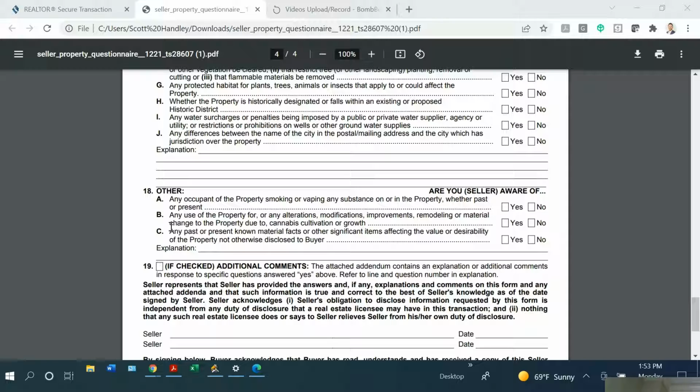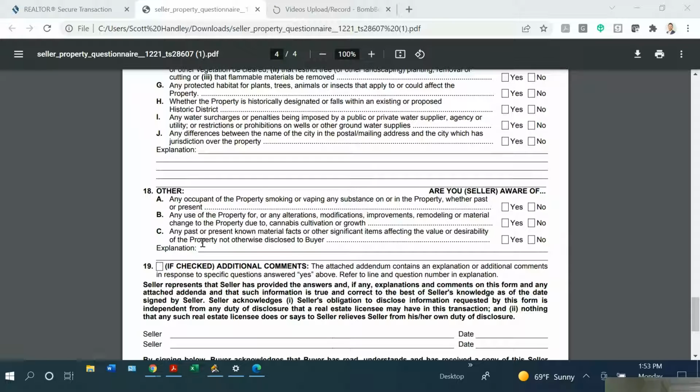Any use of the property for any alterations, modifications, improvements, remodeling, or material change to the property due to cannabis cultivation or growth. This disclosure came in pretty new ever since people have been coming in with these grow houses, as cannabis is becoming more legal in California, but that could affect mold and water and things like that in the house. So we would want to know yes or no.